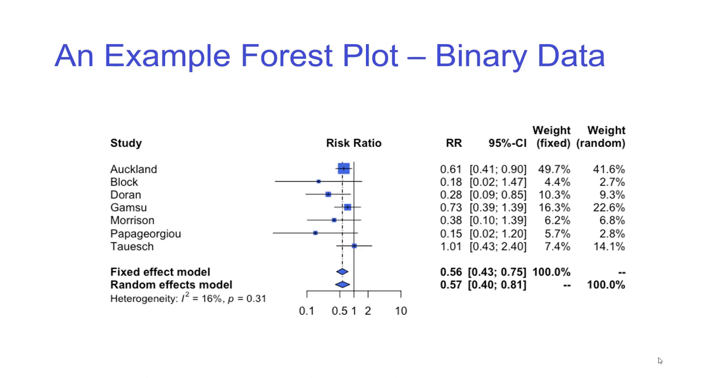a lower risk. You've got the confidence intervals, you've got the weighting of each of the studies, so you can see that the weighting is very different between different studies. The bigger their variability, the lower the weight: the second study, Block, has a very wide confidence interval, and so it's down weighted, whereas the Auckland study has a very low variability and therefore it's got a very high weighting.